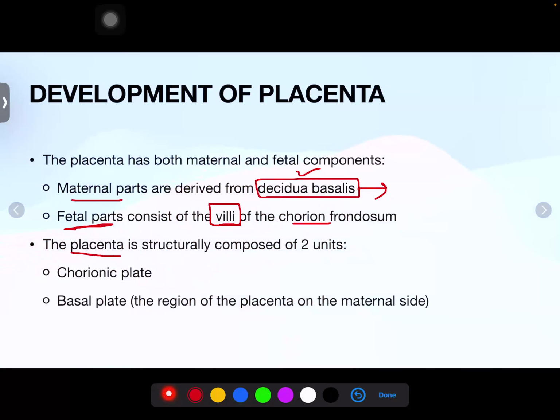And you can say the placenta has two units. One would be the chorionic plate and one would be the basal plate. The basal plate would be on the maternal side, and the chorionic plate would be on the fetal side.